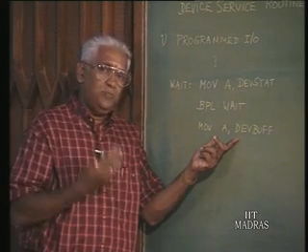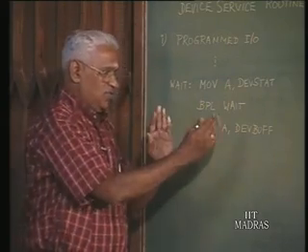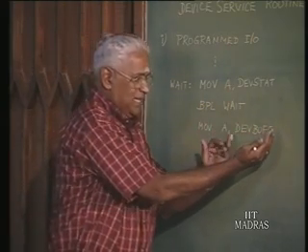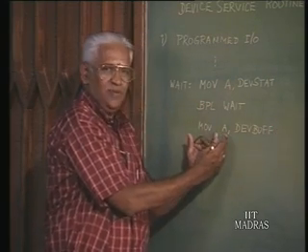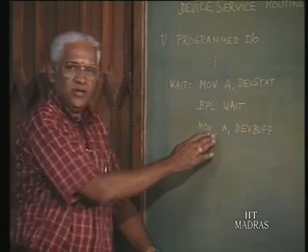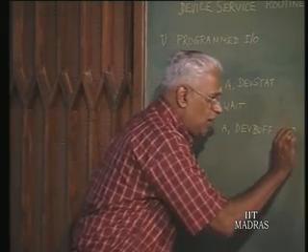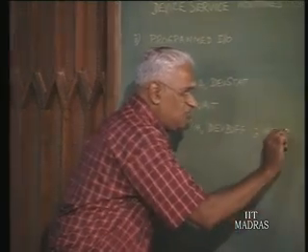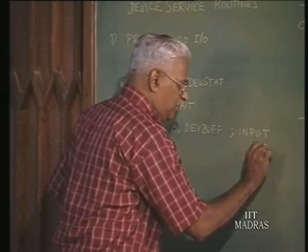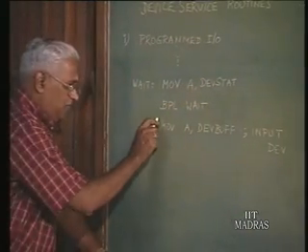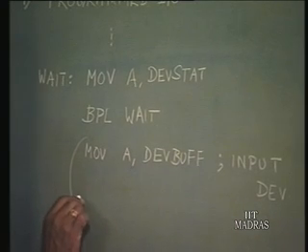Since we have assumed an input device, what we are saying is we are moving the data which is available in the data buffer of the device to the accumulator, which means to the CPU. So, that is in other words input. On the other hand, if you happen to have an output device, it is just the other way. If it were an output device, instead of this, what we will be having is just the other way.